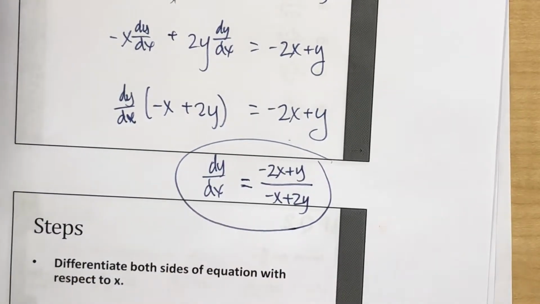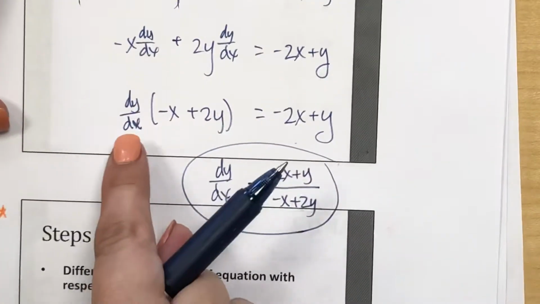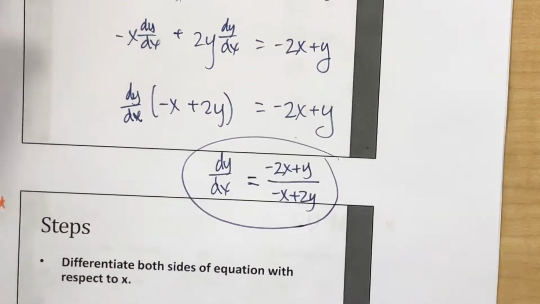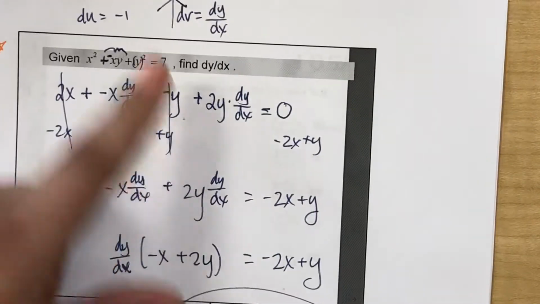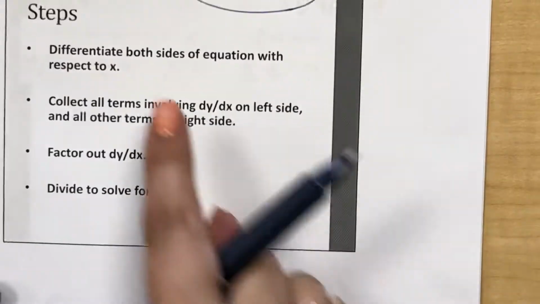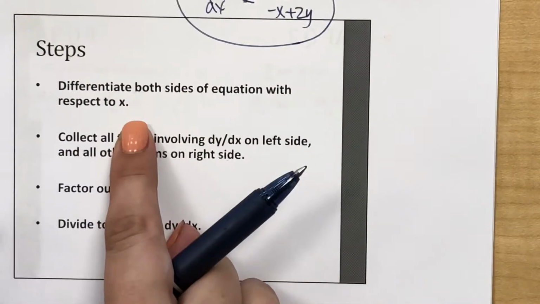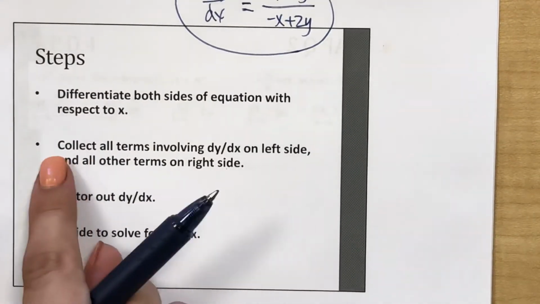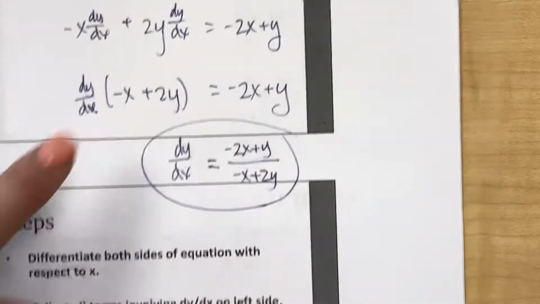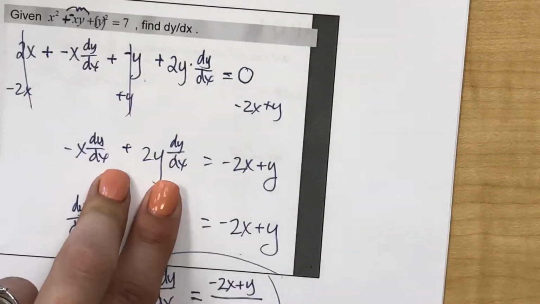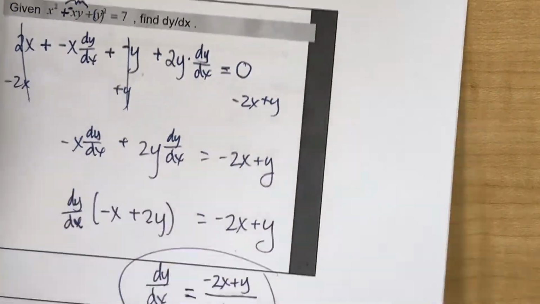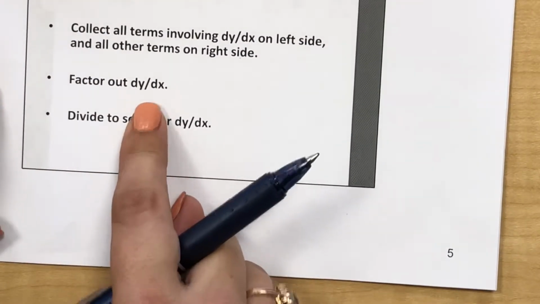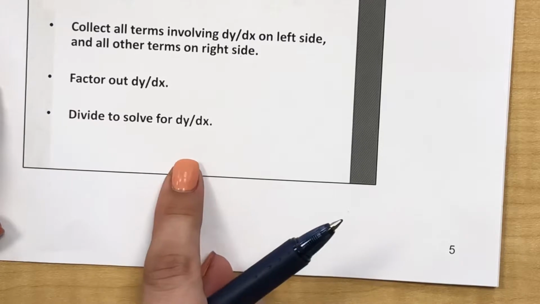Okay, so this is a summary of the steps we just did. This is as hard as it gets with the factoring out and using the product rule, right? Okay, so these are the steps. Differentiate both sides of the equation with respect to x. Collect all terms involving dy/dx on the left side. That's what we did here, okay? And all other terms on the right side. Then factor out the dy/dx, then divide to solve for dy/dx.